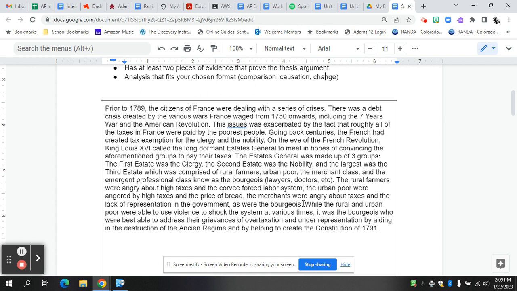Because if my argument is that the bourgeoisie was the group that was best able to address its grievances of overtaxation and underrepresentation, right? That's what I'm arguing. That's my argument right here. This section is my argument. My subtopics are that they were able to accomplish this by destroying or helping to destroy the Ancien regime and by helping to create the Constitution of 1791.